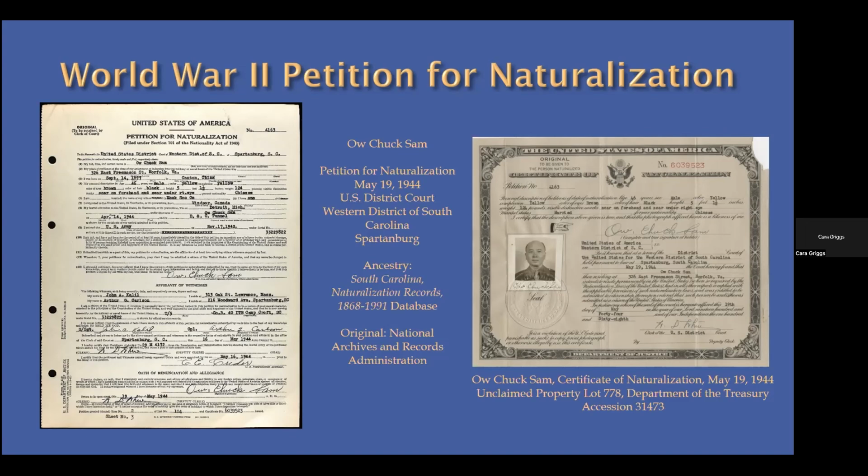And this is the naturalization petition for Ao-Chuk Sam. And we saw his arrival information from 1913. We know he's been in the US for a long time, but actually on his petition, he has arrival via the Detroit and Canada Tunnel on April 14th, 1944. And we've seen his certificate before, but this is what he would have received after submitting that petition for naturalization.